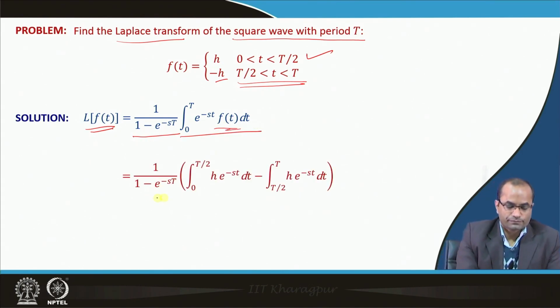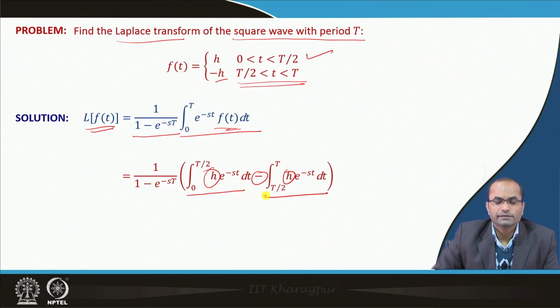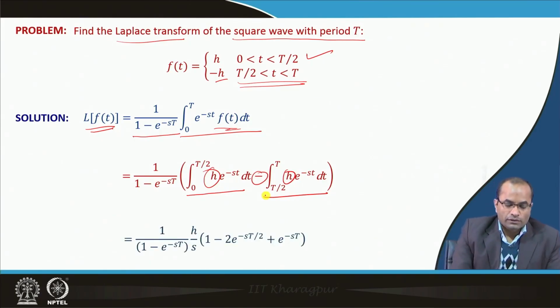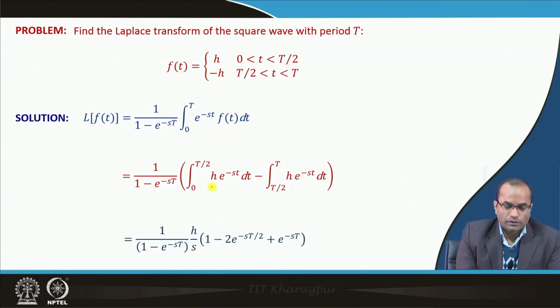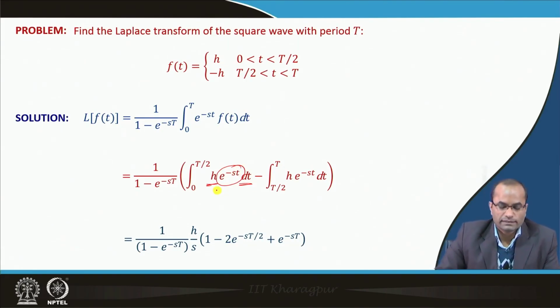So, here we can break again into two parts, 0 to T by 2 where the function is defined as h, and T by 2 to T where the function is defined as minus h. So, this can be integrated because here the h is not depending on t. So, we have e power minus st, the integration will be e power minus st over s, where we will get 1 minus e power minus sT by 2 when we substitute lower and upper limit.